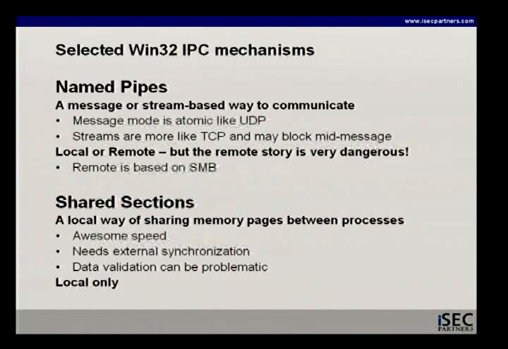So I'm going to just focus on a few of these. I can't talk about everything here. I'm going to talk about some of the ones that are the most common. Probably the most common Win32-specific one is the named pipe. Named pipes are kind of like sockets. They're either message mode or stream-based, which looks kind of like UDP or TCP. They can be accessed locally or remotely, and the remote version is based on SMB.